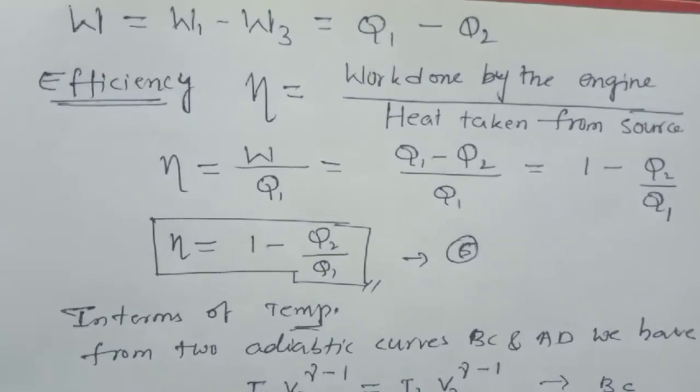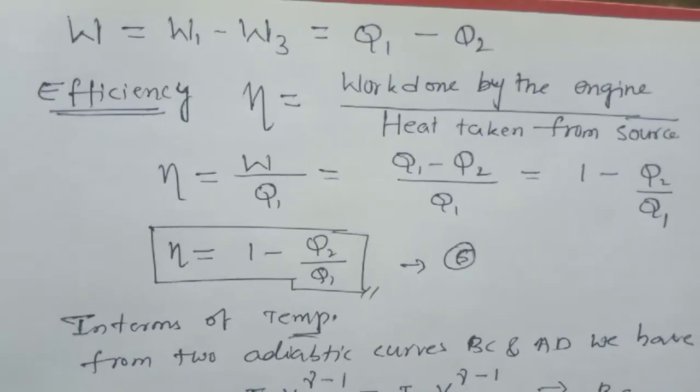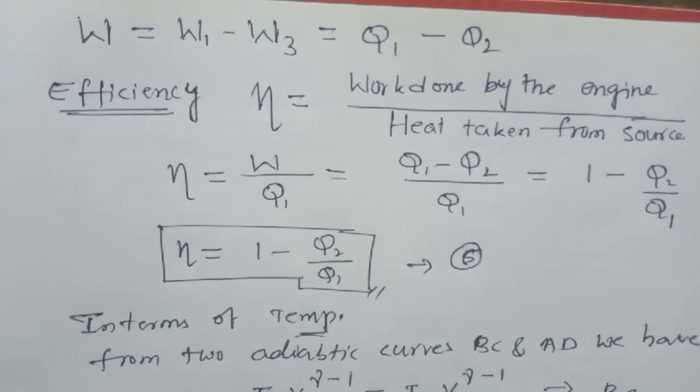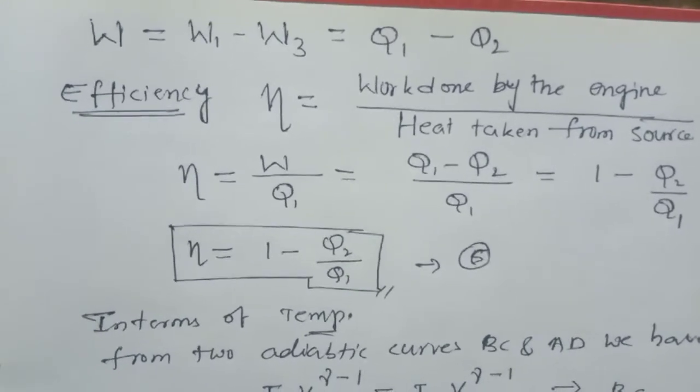Here W is equal to W1 minus W3, which means Q1 minus Q2, as we know that Q1 is equal to W1 and Q2 is equal to W3.